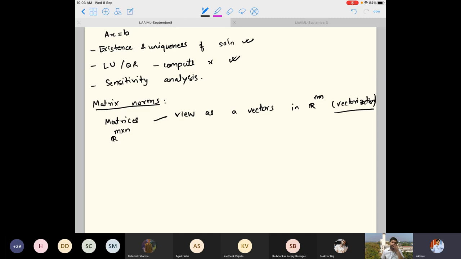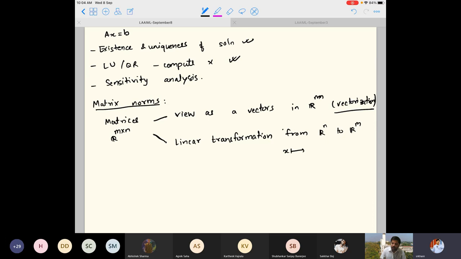How will you convert a matrix into a vector? You just put one column below the other, stacking columns one below the other. You can convert the matrix into a vector. So you can actually think of a matrix as a very long one-dimensional array. But there is an interesting property attached to matrices, which is that it's a linear transformation from R^n to R^m as well. Correct. So this is a linear transformation from R^n to R^m.